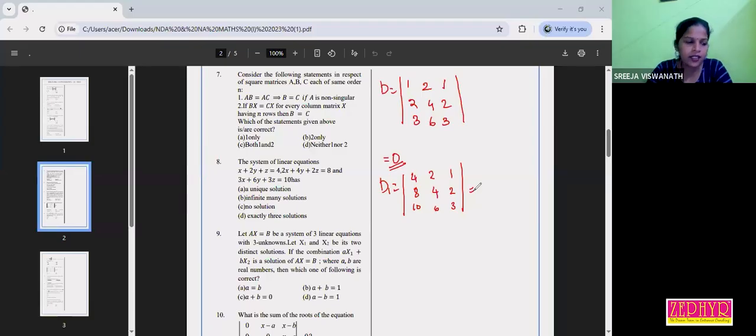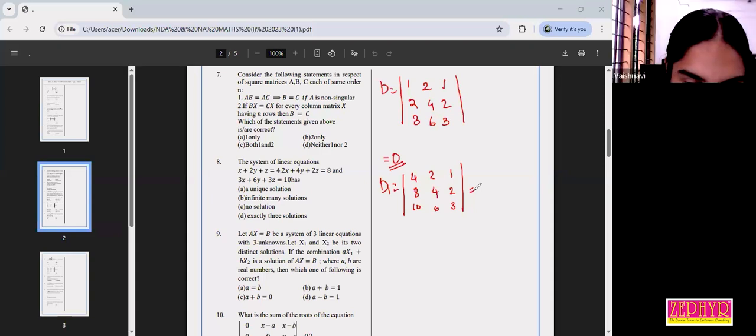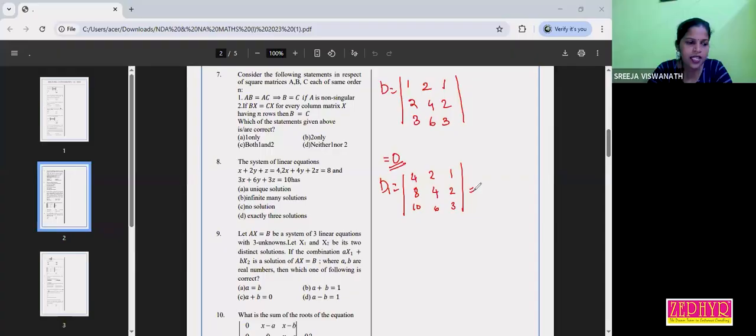Aman, what is D1? This is 0. Yes, and then answer 0. That is 0, right? Now you should check D2. First column remains the same: 1, 2, 3. Second column constants: 4, 8, 10, 1, 2, 3. This is also 0 since the two columns are the same, right?